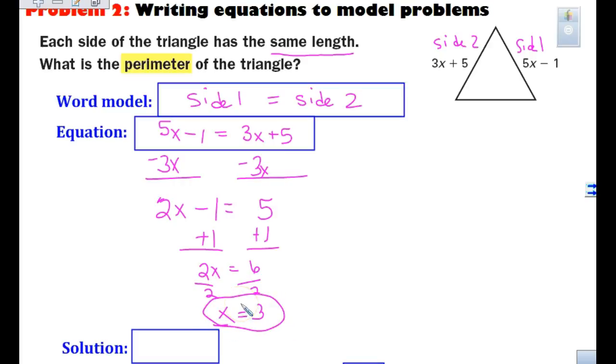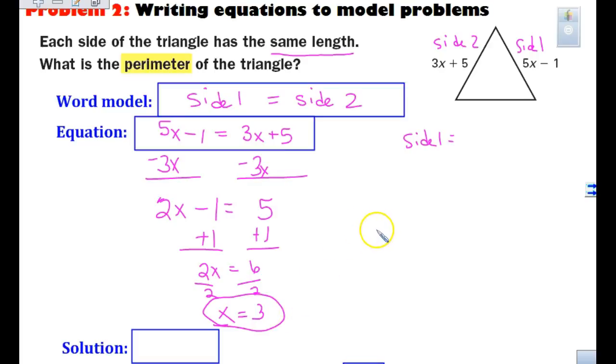I do that, and have I finished and answered the question? First off, do I even know the length of the side? Because the question says, what is the perimeter? So what's the length of side 1? How long is side 1? Do we have any idea? The only thing we know is that x equals 3. What could I do to find it?